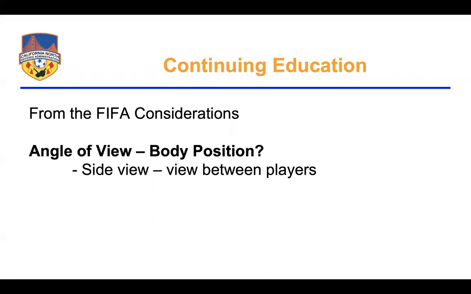If you're looking through the back of one player to another player, now you're screened from what that player's doing. You can't see if there's any contact. You're screened and you can't make a good decision.